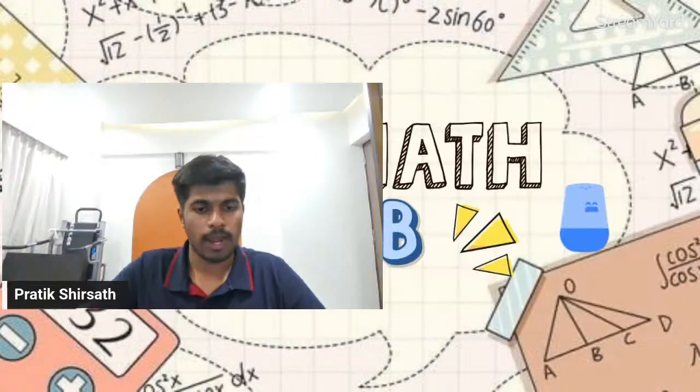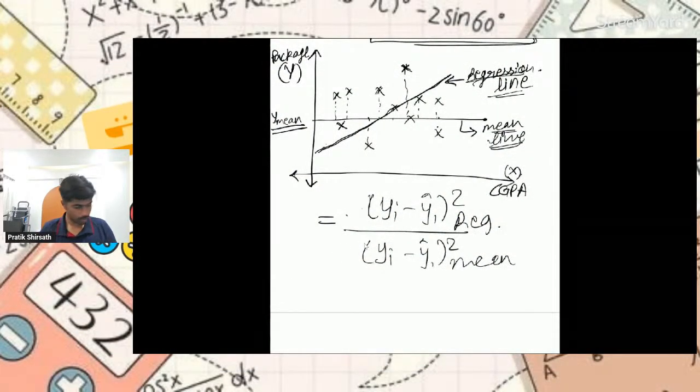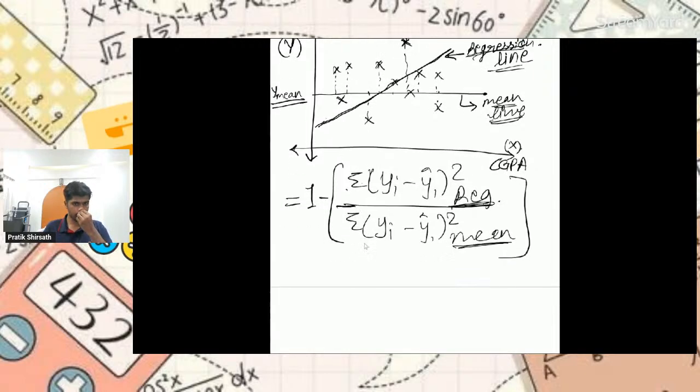So let me go to my iPad again. Yeah. So this is the formula, if I'm not wrong. Yeah, it is the formula. Summation add करना है, मैं summation add करना भूल गया, and इसके बाद 1 minus. Okay, this is my actual formula. Both the formulas are same. This is with respect to the regression line. This is with respect to the mean line. Okay, summation हो गया, खत्म.